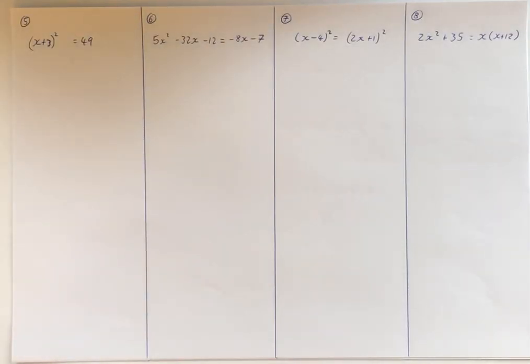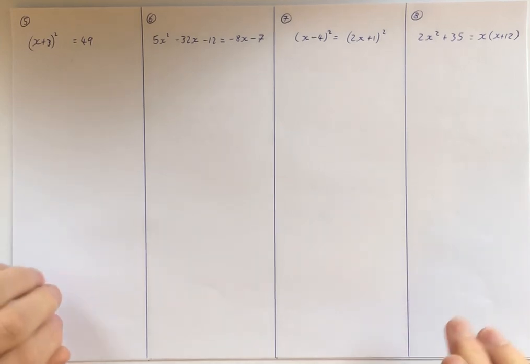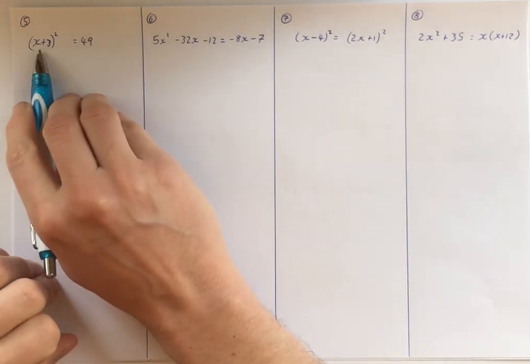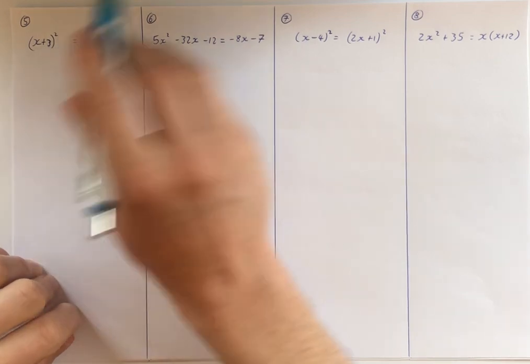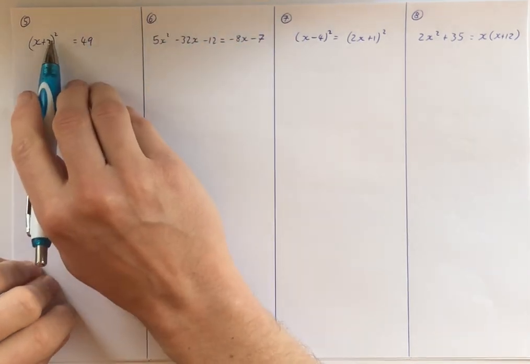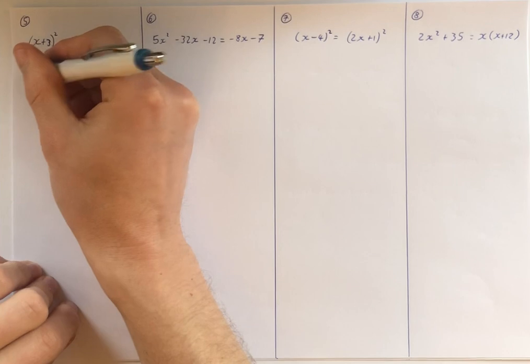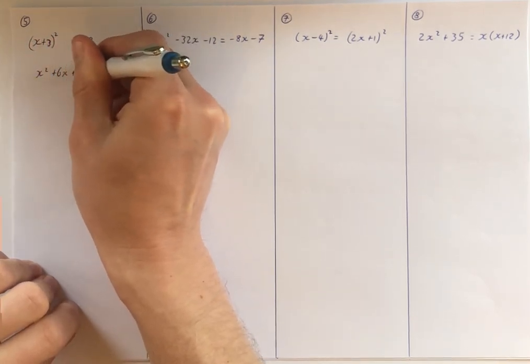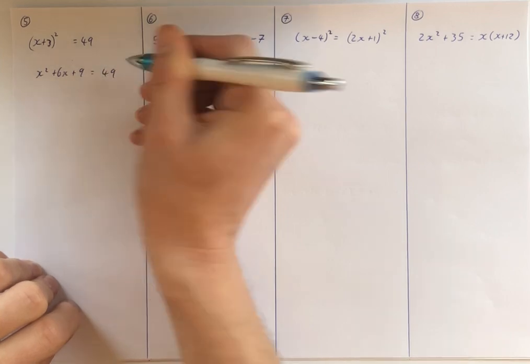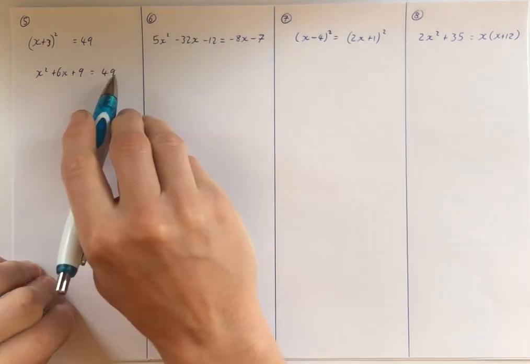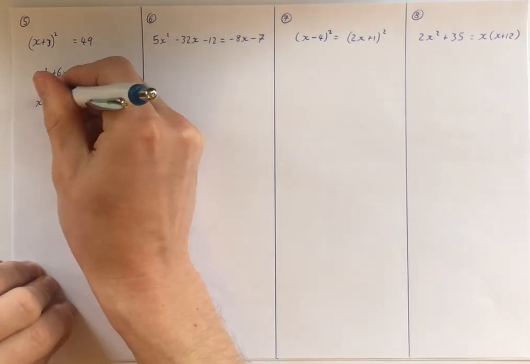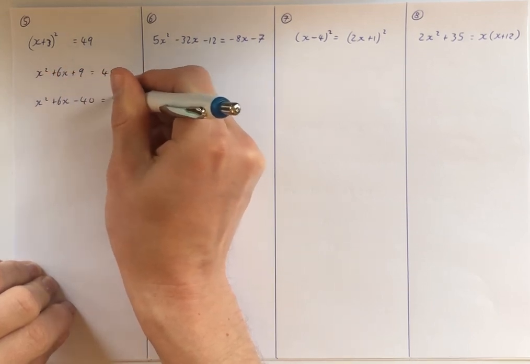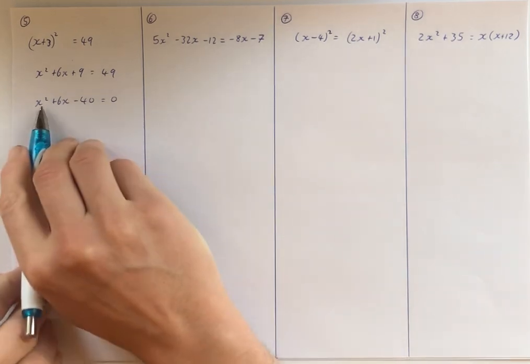So pause that video, give them a go, and follow through my working. Alright, this isn't in the form that we want. We want this in ax squared plus bx plus c. So I'm going to expand this out and then make it equal 49. So I got x squared plus 6x plus 9 is 49. It's not equal to 0, so I'm going to have to subtract 49. Now it's equal to 0, and it's in that general form.